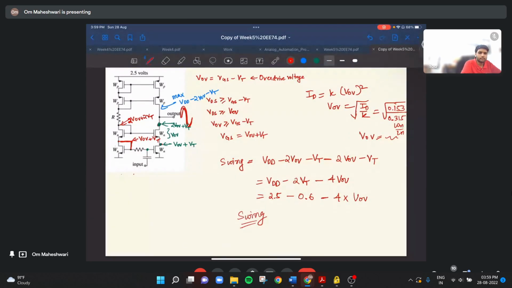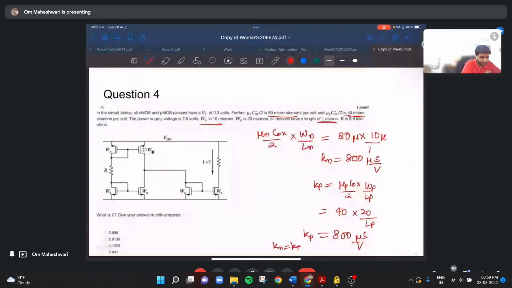Thank you, sir. But for all these questions, I have taken Cox prime as Cox, the same thing. You can solve these, but I'll find out the difference, why they have taken this notation. Okay.